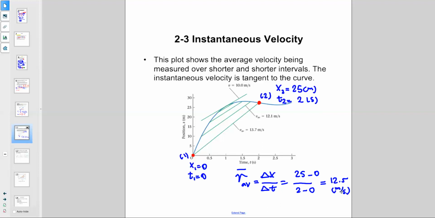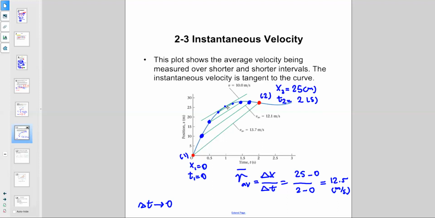Now, if the delta t gets really, really small, meaning that the time elapsed between these 2 points is getting very, very, very small, meaning that my points are getting very, very close to one another, okay? At some point, the 2 points are exactly at the same spot.